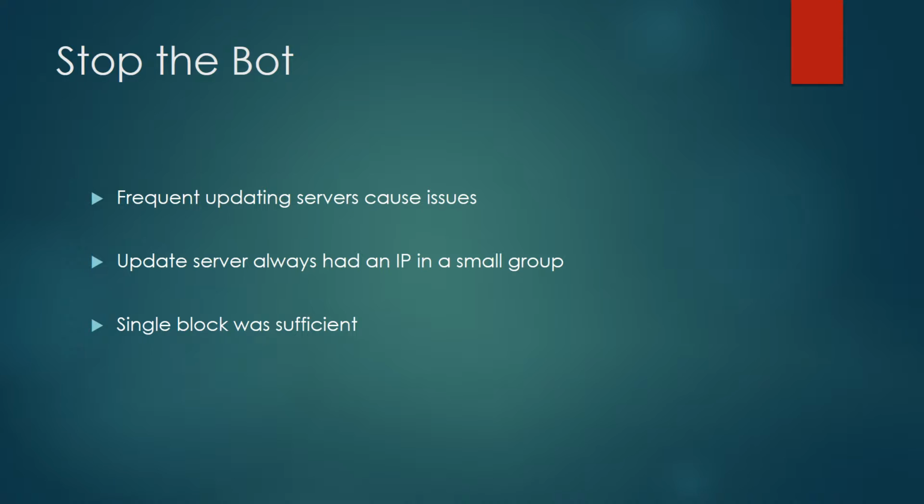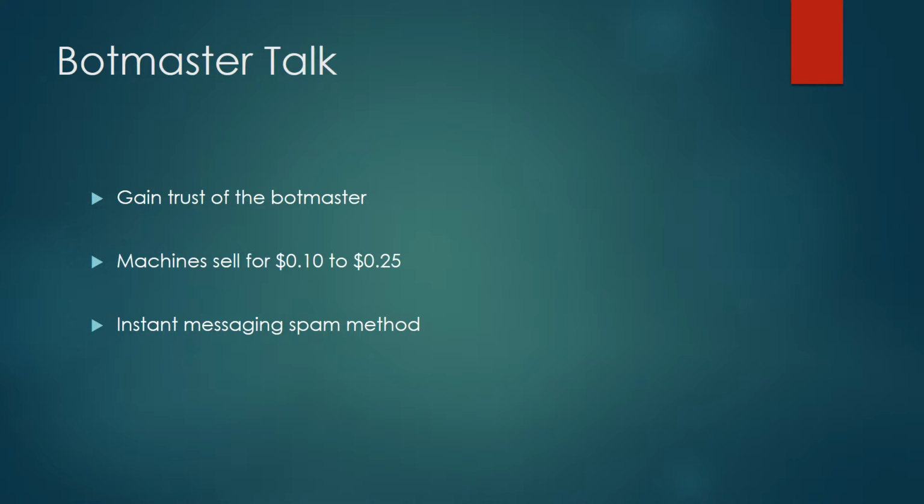Now, they did find a slight issue within the server itself, in that it always updated to an IP that was within a small group. This allowed them to use a single block on the firewall or intrusion prevention system to block out the botnet completely and shut it down. This single block was sufficient, as the server was always in the same small group.